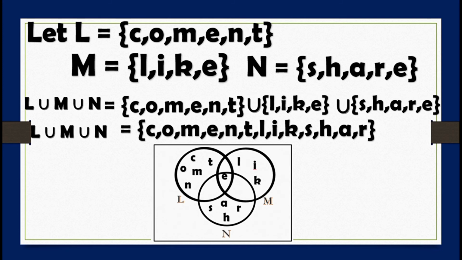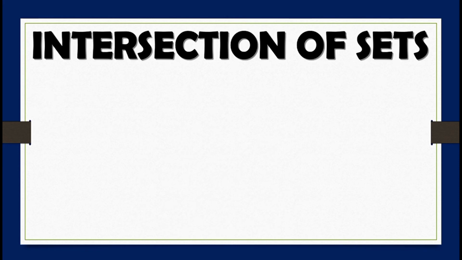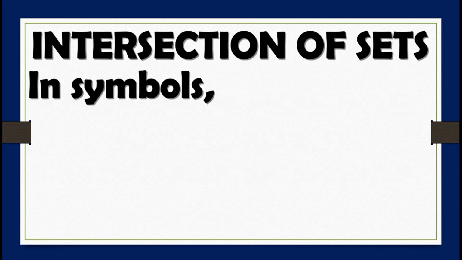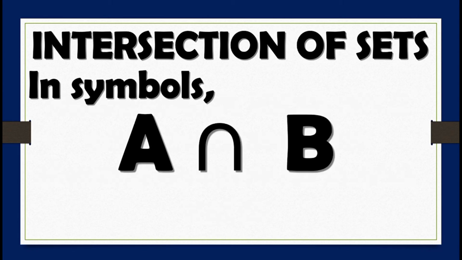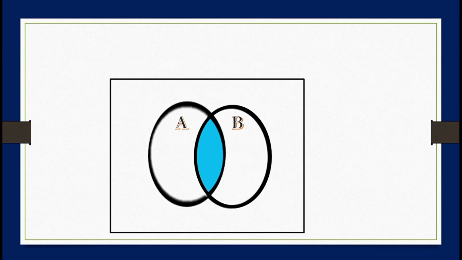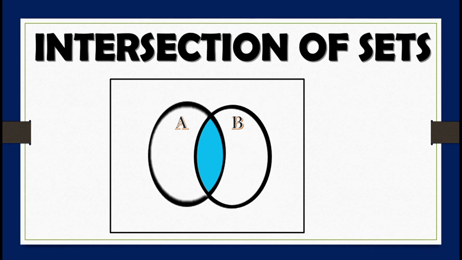And element E is placed on a portion where these three circles are sharing. Let us discuss intersection of sets. The intersection of two sets A and B is the set whose elements are common to set A and B. In symbols, A ∩ B, read as A intersection B. This would be the Venn diagram for intersection of sets. The shaded region will consist of the intersection of sets.